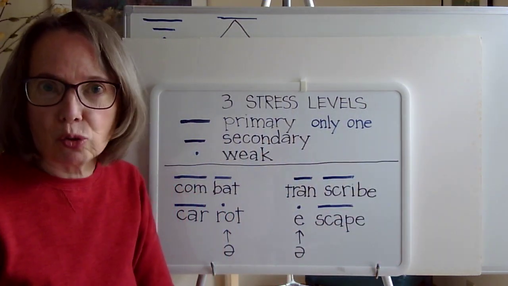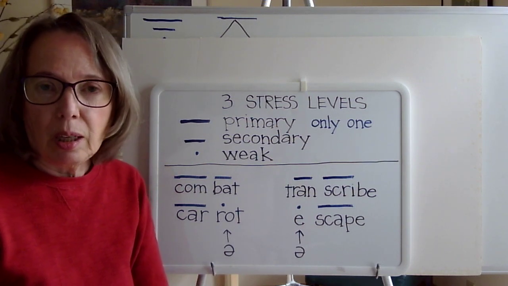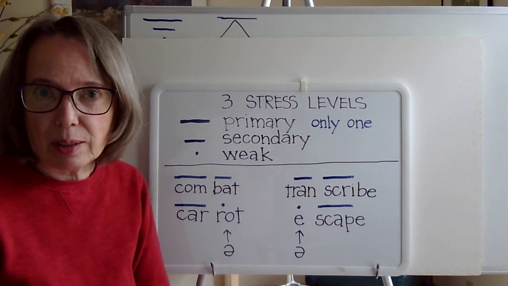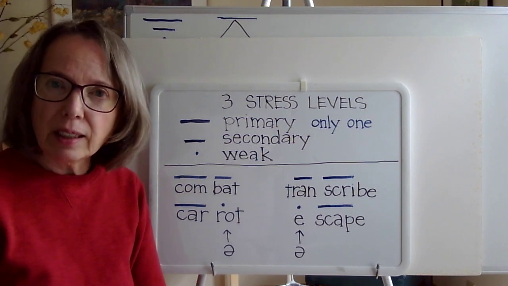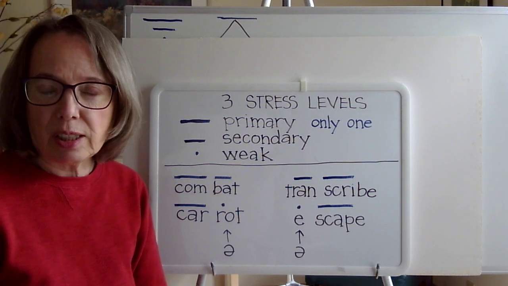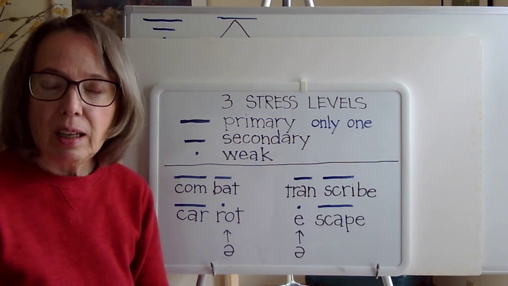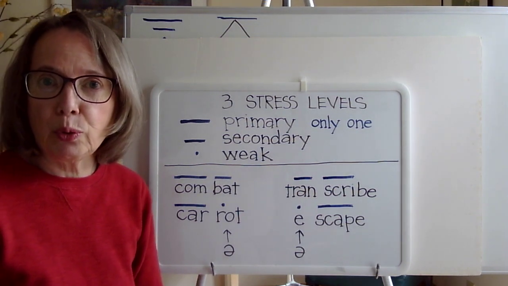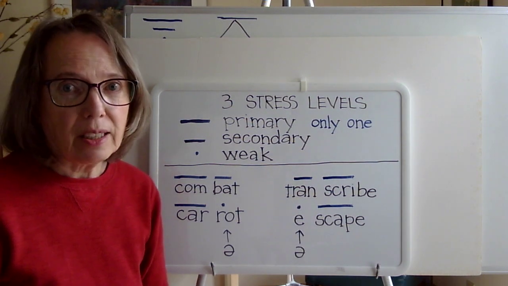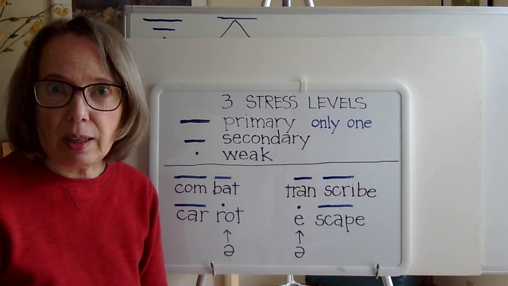we talk about stressed and unstressed syllables because schwa is found in unstressed syllables. But that gives the idea that English words, and I'm only talking about words, not in sentences, that English words have two stress levels. But that's not true. English words have three stress levels.